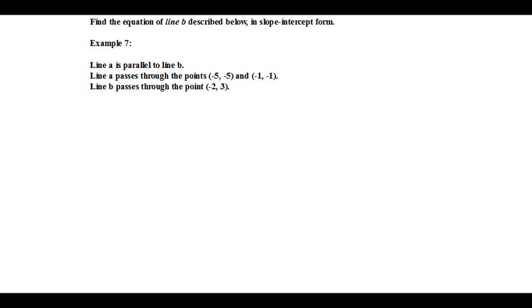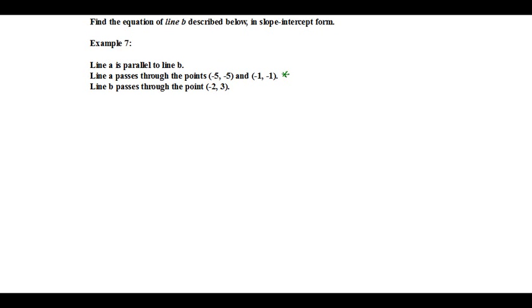Okay, this is our last example that we will do together. And so let's go ahead and look at example 7. We have been doing a lot of perpendicular together, so we're going to take a look at this one. It gives us that line A is parallel to line B, and line A passes through the points (-5, -5) and (-1, -1). Okay, so this is where we need to start, right?